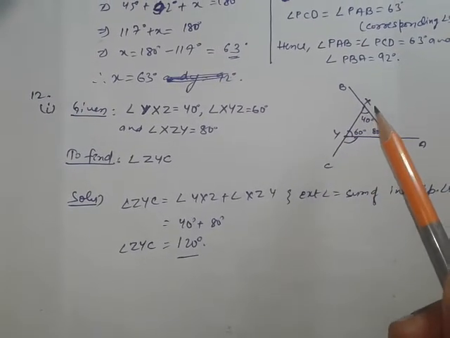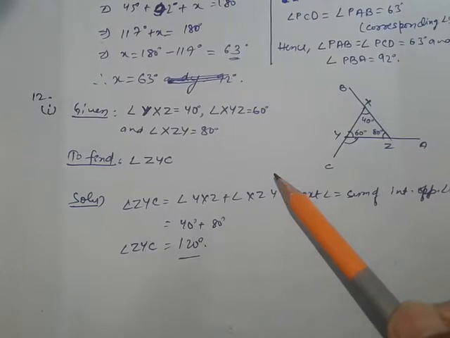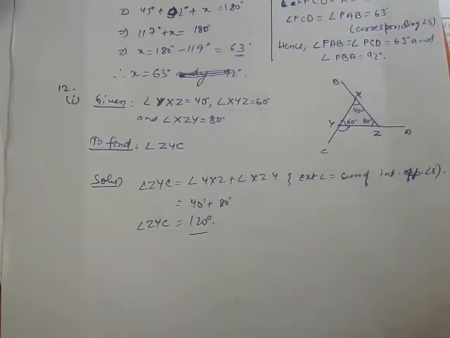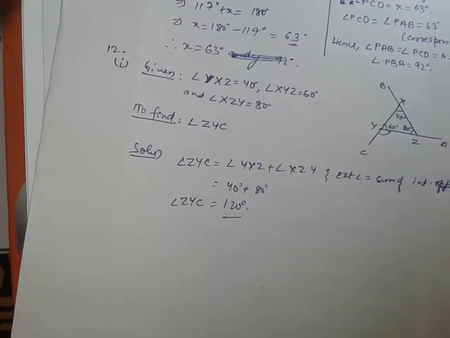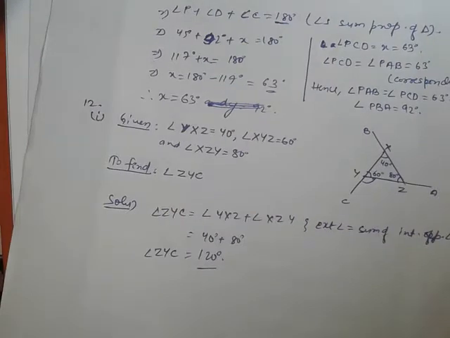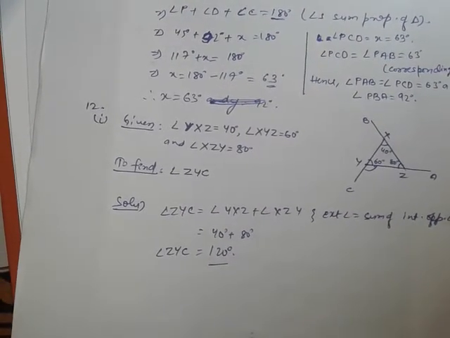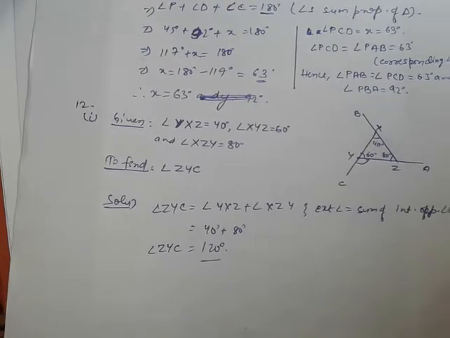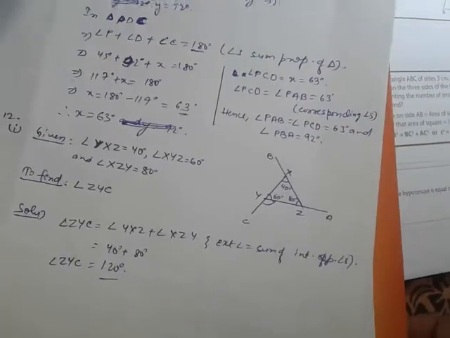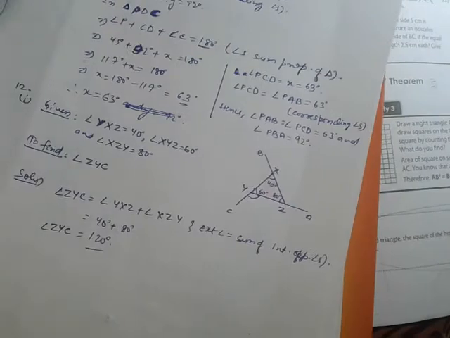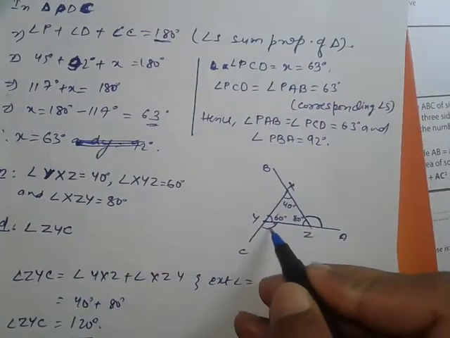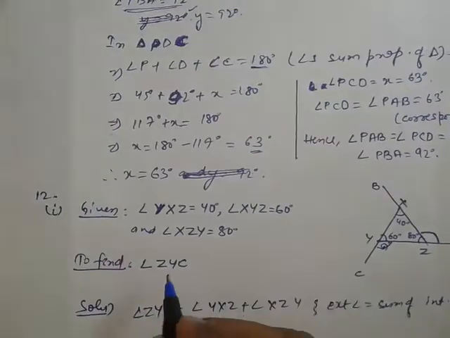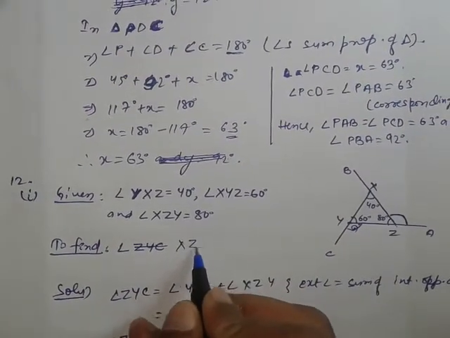You may have thought, sir, this figure is not the same as that figure in the book. Why? Because I am not giving the names exactly the same. It is wrong. So we have to find here not XYC. We have to find here XYA, sorry, XZA. This one we have not found here. So it is wrong here. I have to find XZA.